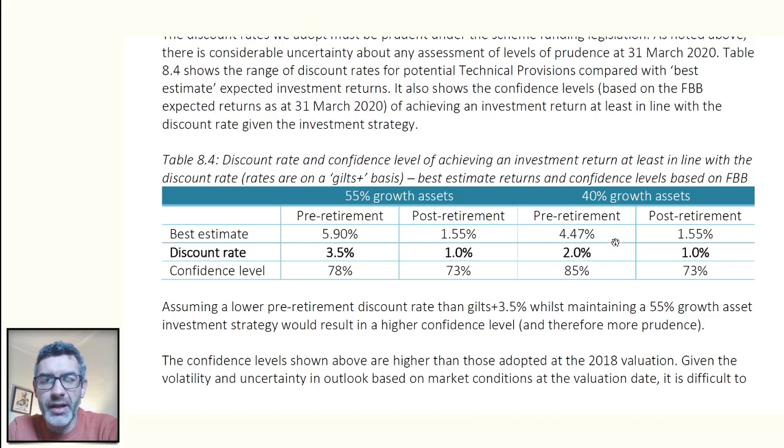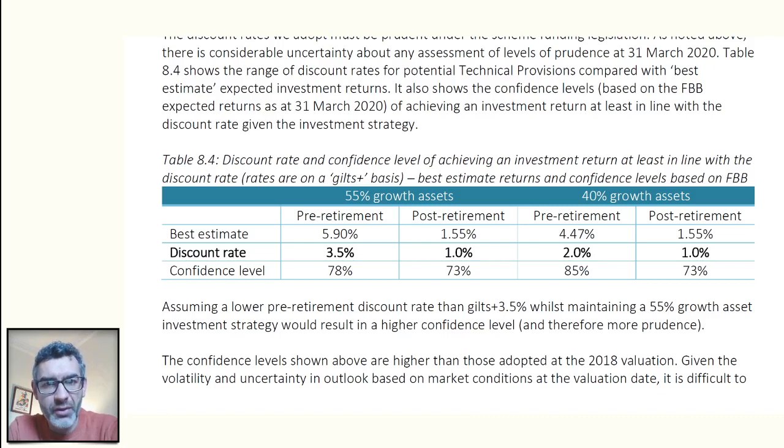The final two columns are the same information but for the tending to strong portfolio, and there you see the gilts plus 2% is all the way up at that 85% confidence level, way above the 67% confidence level. And then finally, the gilts plus 1% matches up with the post-retirement portfolio. The post-retirement portfolio is the same in both cases, and we're looking at gilts plus 1%, which is the 73rd centile.